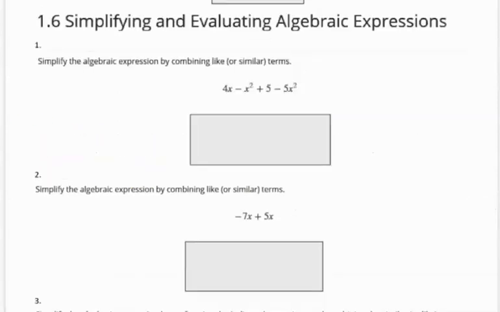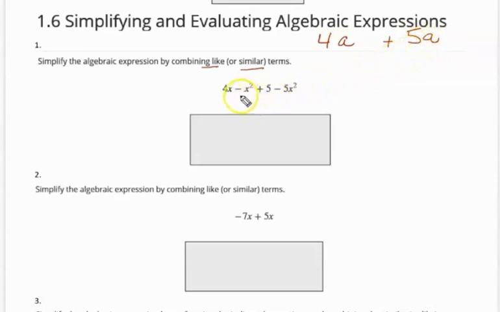In this section, we want to develop a strategy for combining like or similar terms. So for instance, 4a and 5a, that is, the variable part is the same, we can combine the numerical coefficient.